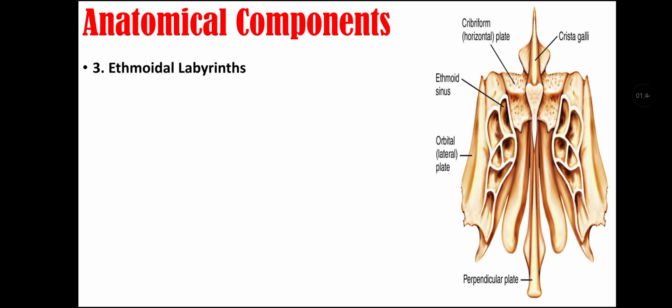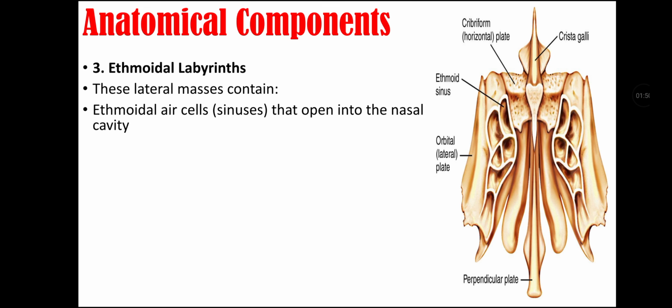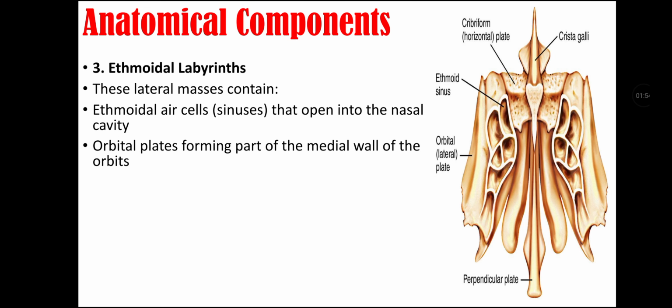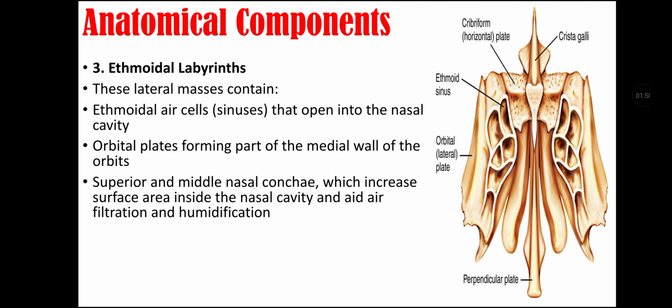Next anatomical component of ethmoid bone is the ethmoidal labyrinth. They are lateral masses that contain ethmoidal air cells that open into the nasal cavity. They contain orbital plates forming part of the medial wall of the orbits. They also have the superior and middle nasal conchae, which increase surface area inside the nasal cavity and also aid in air filtration and humidification.